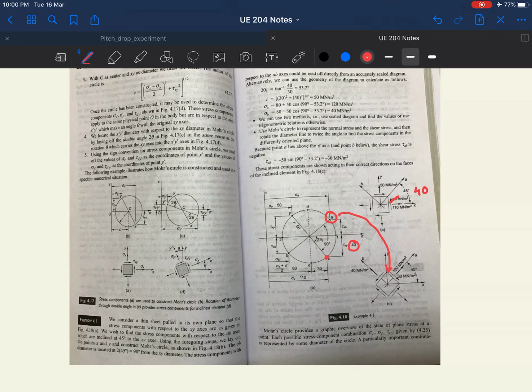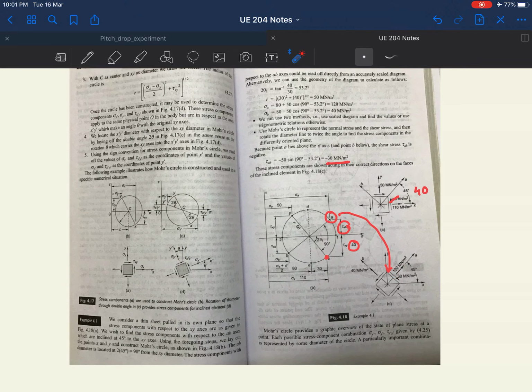Let's see what values they have found. Here they have labeled it as tau AB, and they are saying it's minus 30, which is the numerical value. So they have pointed it downwards, so obviously tau AB here is in the upward side. Let's see what other value we can read off right here. Sigma a is 120, a positive value, so you put a positive value right here.